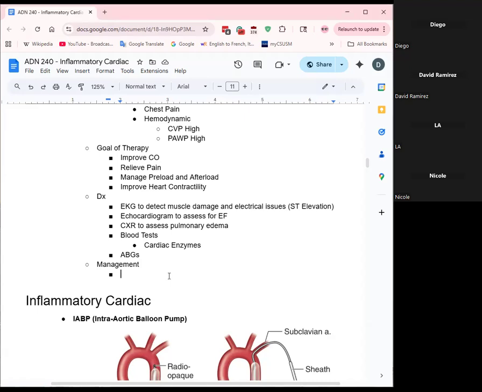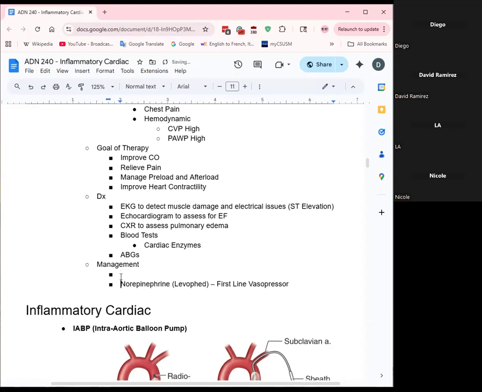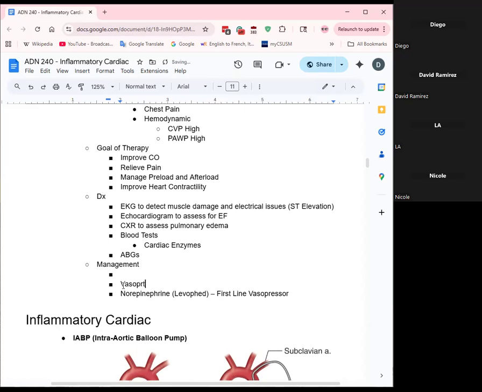Your norepi is going to be your first line. Norepinephrine is going to be your first line vasopressor. So we'll write that down for sure. Norepinephrine, also called Levophed. In general, this is your first line vasopressor. There are some medications that you'd want to consider before or alongside in order to specifically improve heart function. So this right here is a vasopressor, so we're just going to separate it.